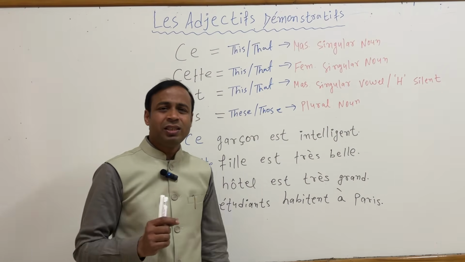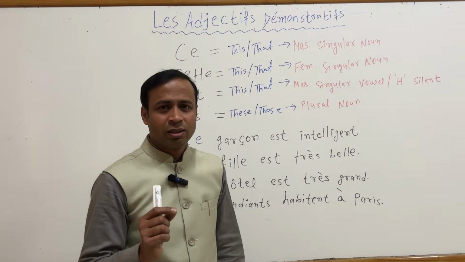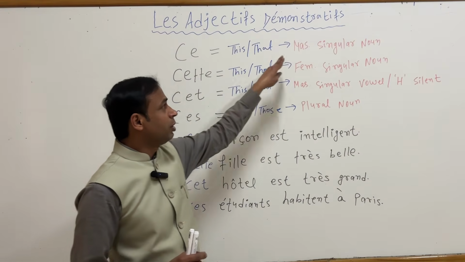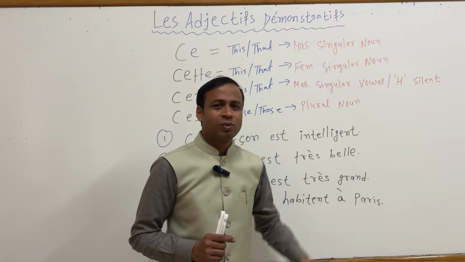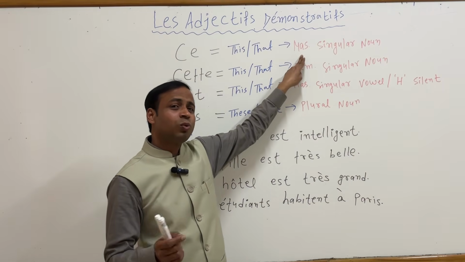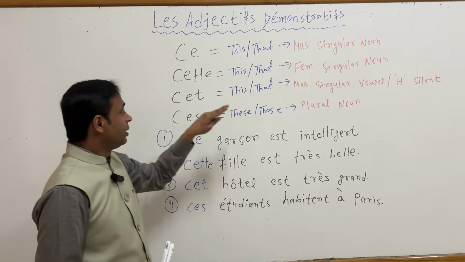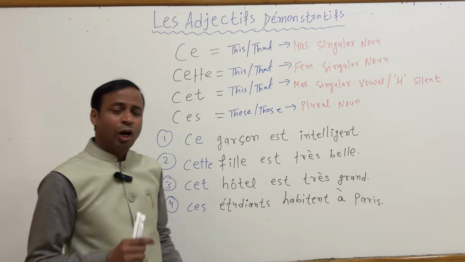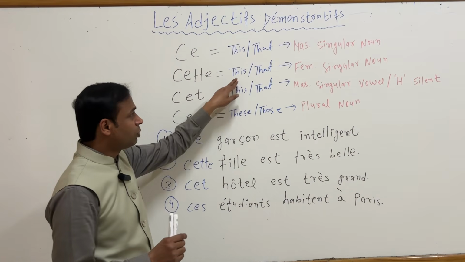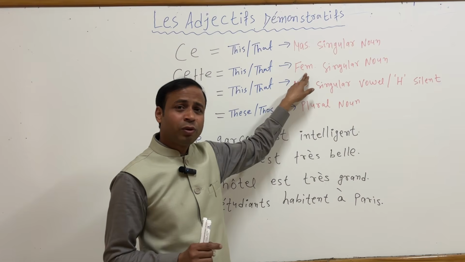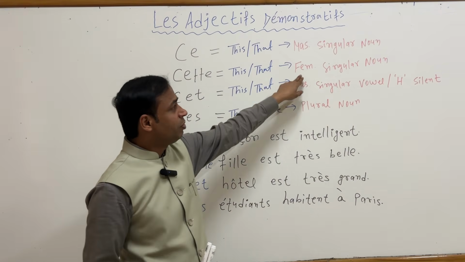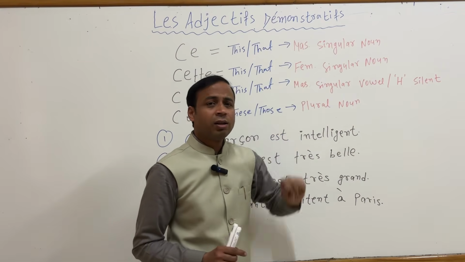Ce, we pronounce it ce. It means this or that. It is used before a masculine singular noun. The second one is cette. How do you pronounce it? Cette. It also means this or that, but it is used before a feminine singular noun.